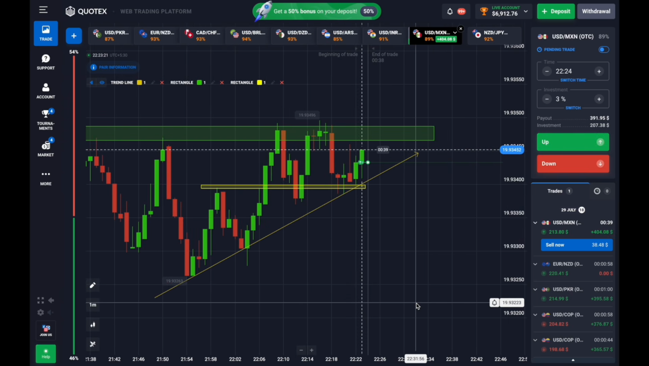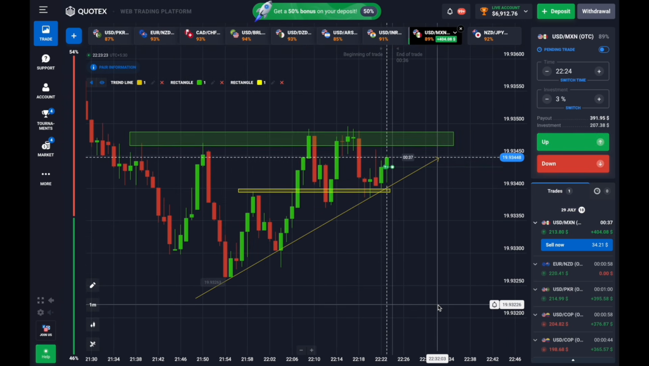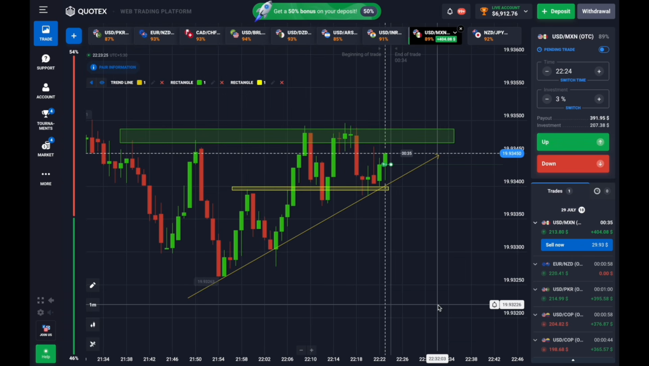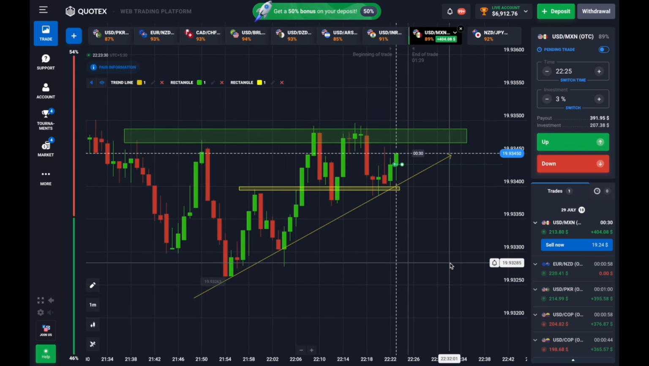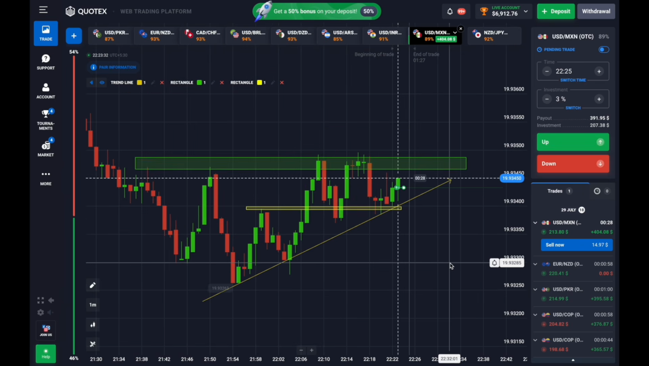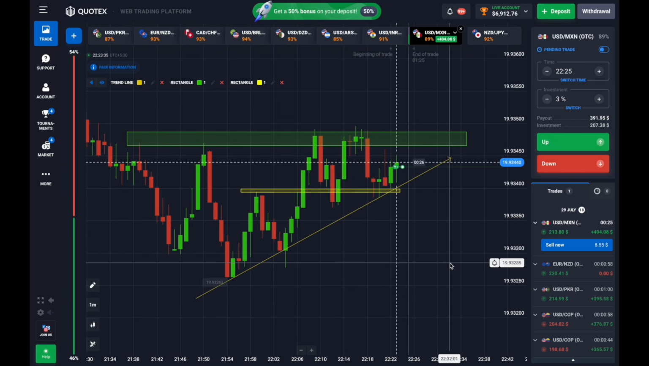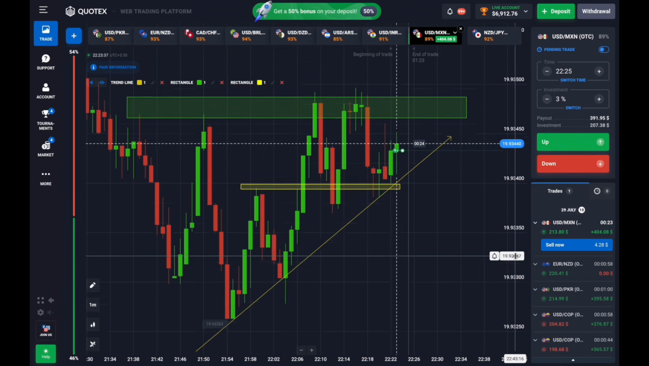So as you can see, this trade is going in my favor. I have placed this trade based on multiple touch points of my trend line, and we've got horizontal support and resistance as well. I want to see the closing of this candle so that I can place my next trade on the same chart. Let's see how this candle closes.